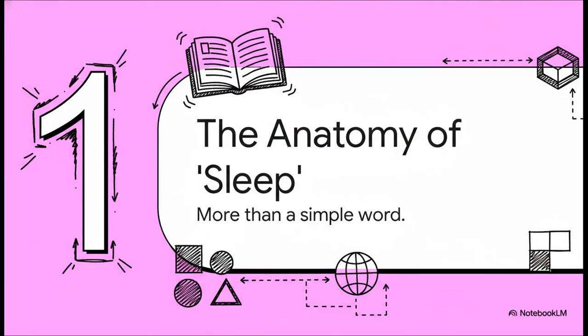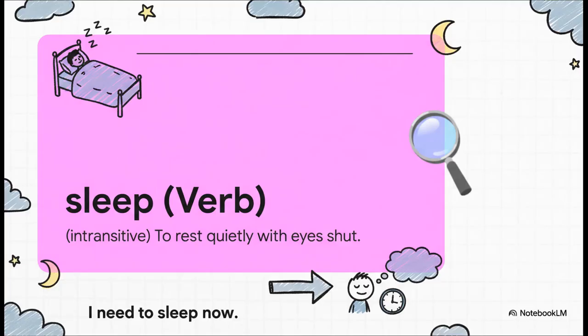Okay, so first things first. Let's really get into the anatomy of sleep. What makes this word tick? We're going to start with the basics, right from the Simple English Wiktionary, just to see what we're working with here. So, first up, sleep is a verb.